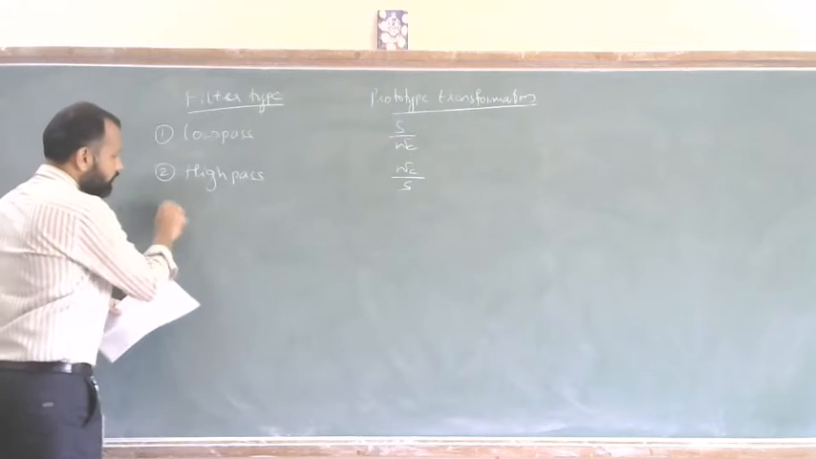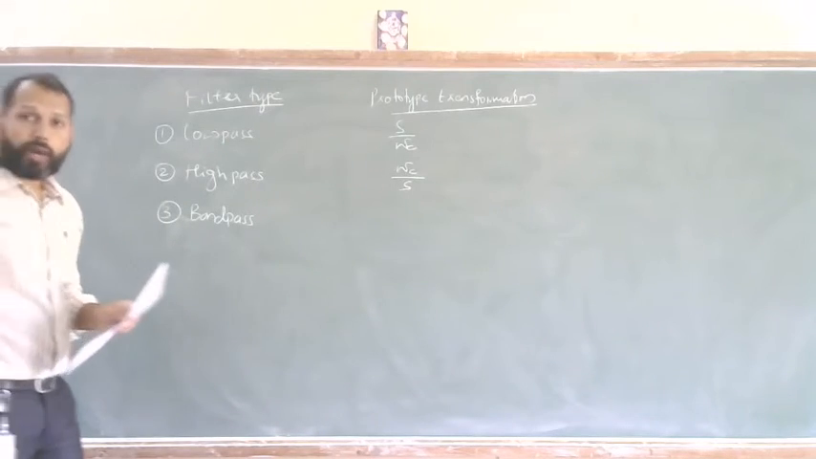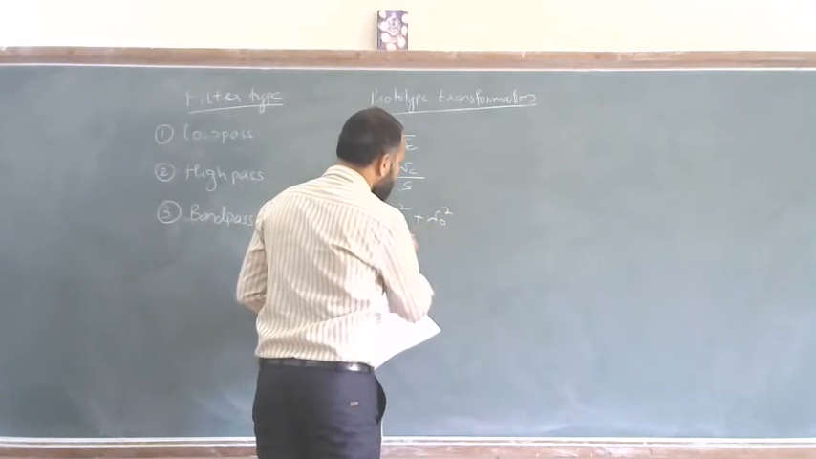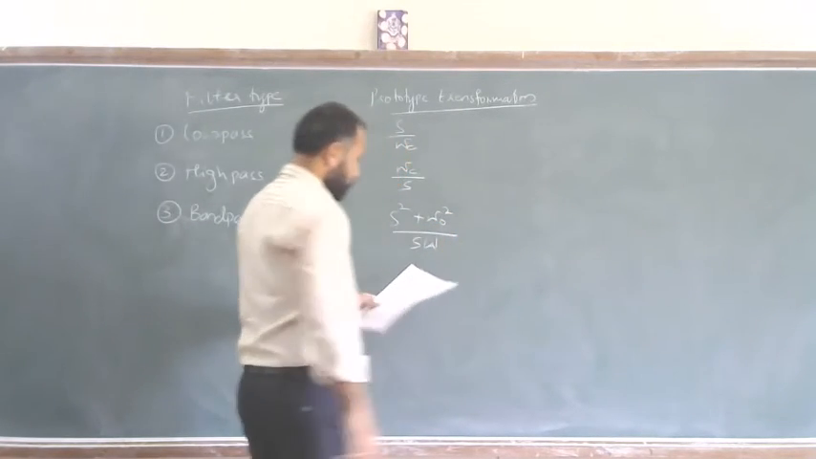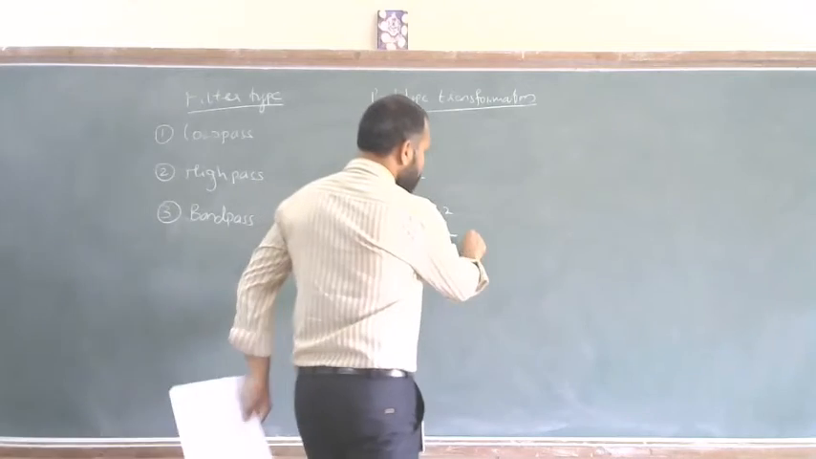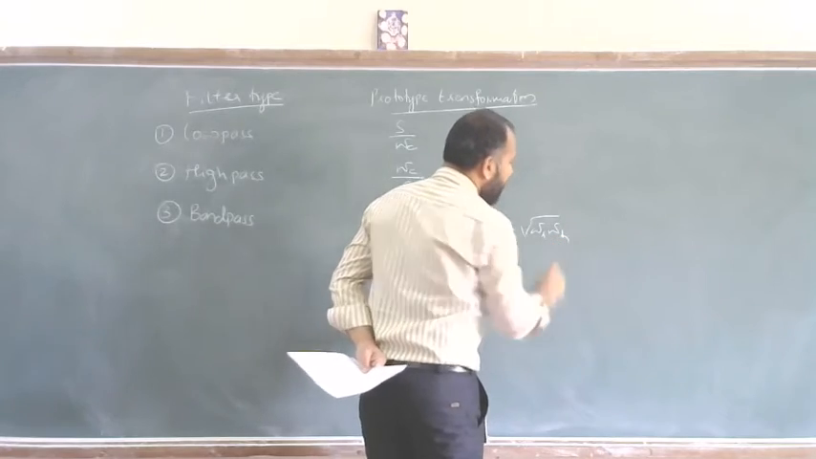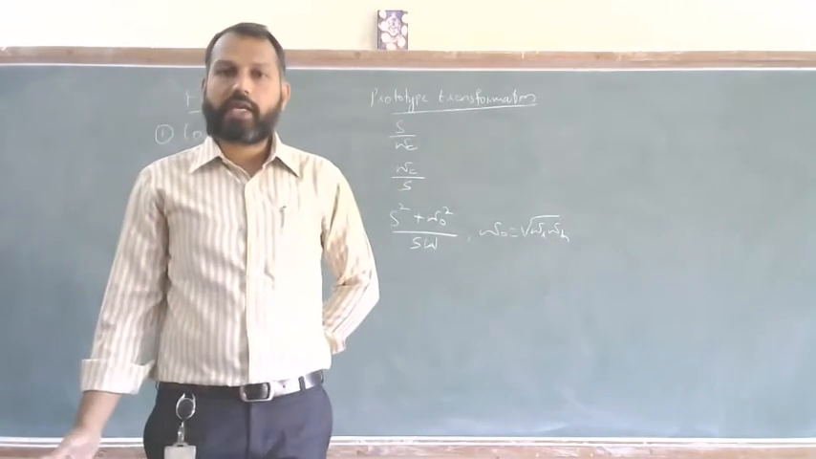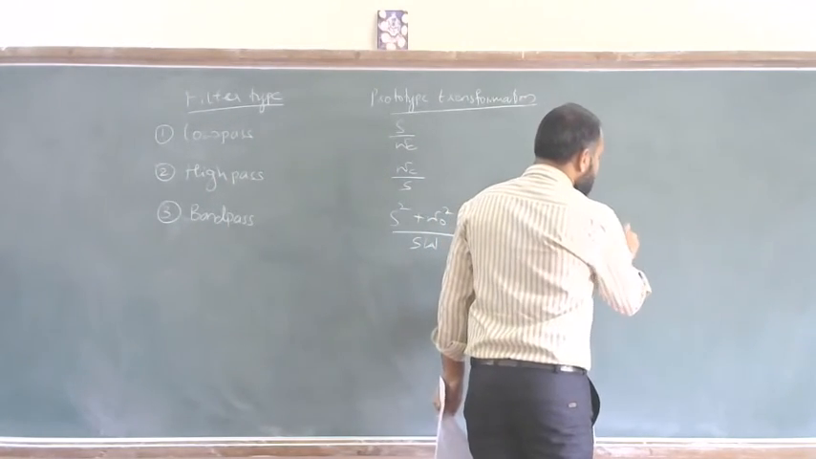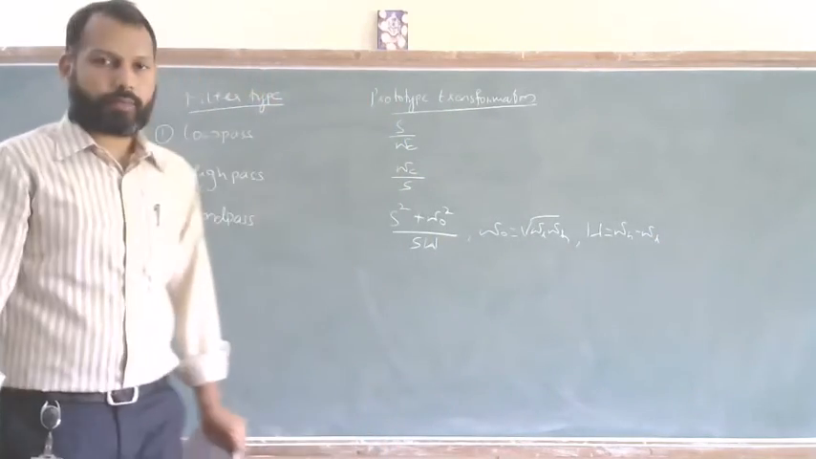Likewise, for band pass, the conversion from low pass prototype into band pass filter is S square plus omega 0 square divided by S into W, where omega naught is the geometric center frequency obtained as square root of omega L into omega H, where omega L is the lower cutoff frequency and omega H is the higher cutoff frequency, and W, the passband bandwidth, is the difference between the higher cutoff frequency and the lower cutoff frequency.